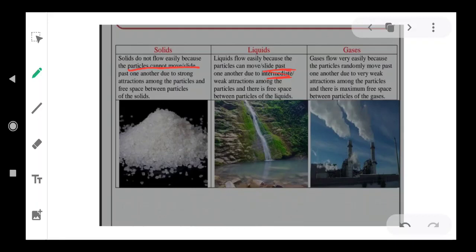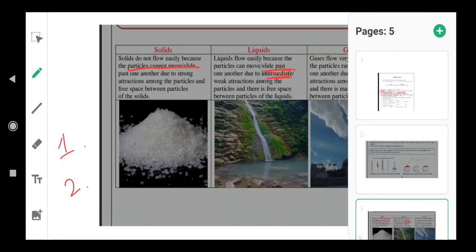So you have to write that the particles have weak attraction forces. First point, weak attraction forces. Second point, the particles have free space between them. This is the second point. The first point is about weak forces, the second point about free space. Okay, so next question.